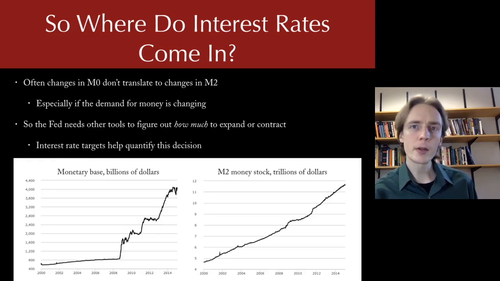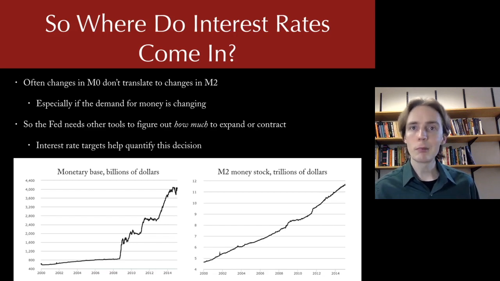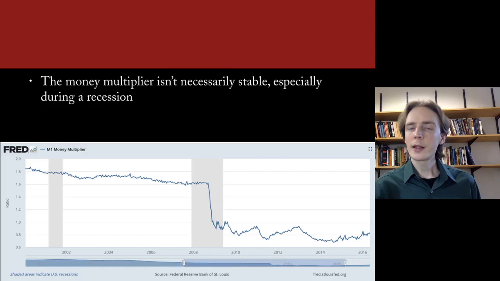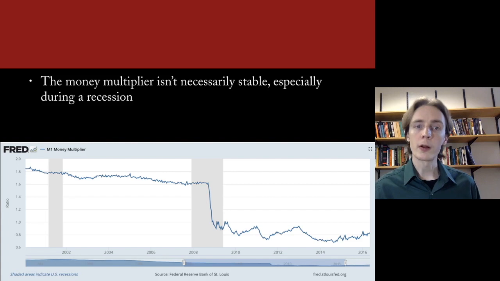And you'll notice that sometimes that answer is a lot. This is a graph of M0 and M2 during the Great Recession. You'll notice that M0 quintupled over this period of time, from about 800 billion to about 4 trillion. And on the right-hand side, you'll see that M2 hardly even budged. A little bit of a wiggle there, but not a whole lot. So what's going on here? Well, especially during a recession, the demand for money sometimes isn't stable. And that's going to cause the money multiplier to be unstable as well.